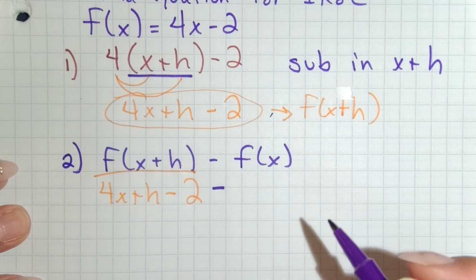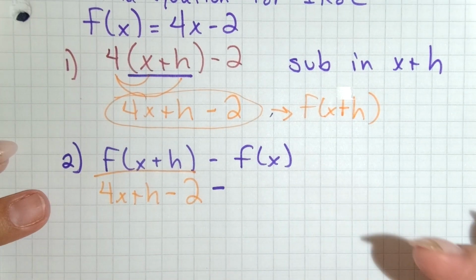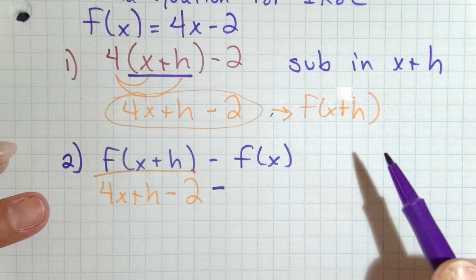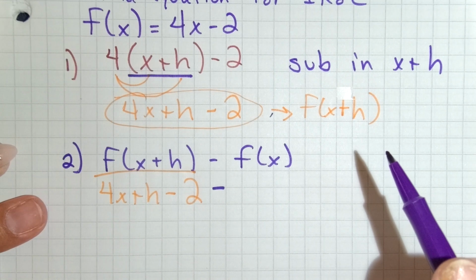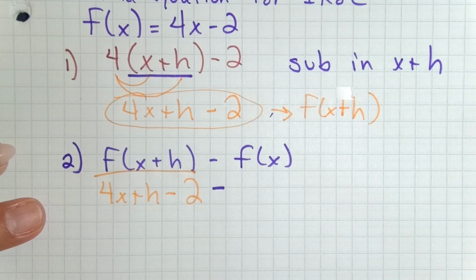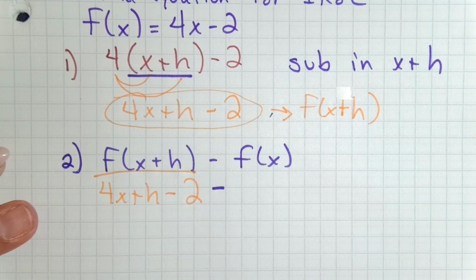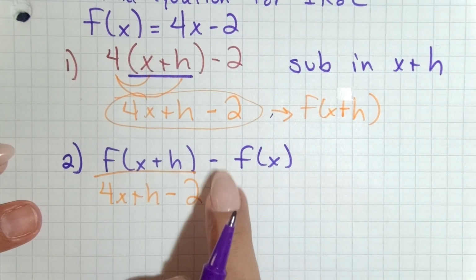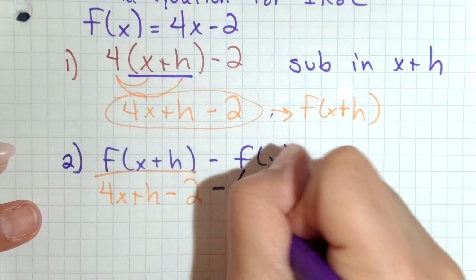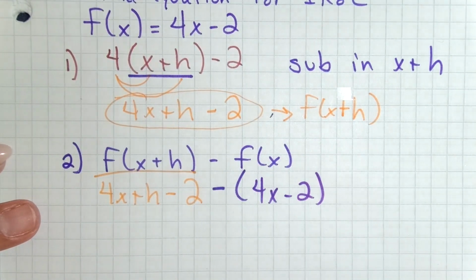What is f of x? Negative 2. Nope, not just negative 2. That trick question literally tells you f of x is equal to 4x minus 2. But because this is a negative sign, we need to put this in parentheses, okay?